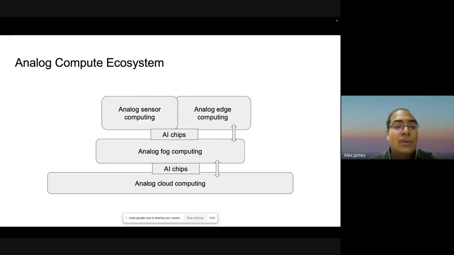So if you look at the overall compute ecosystem, I would say analog can be there in any part of it. So it's time that we think beyond digital, because there are a lot of places or applications where you can bring in analog computing, thereby improving the overall system efficiency, compute requirement, and all those things. So the idea that analog is something special only near the sensor needs to be broken to create this ecosystem.